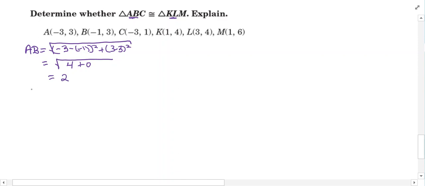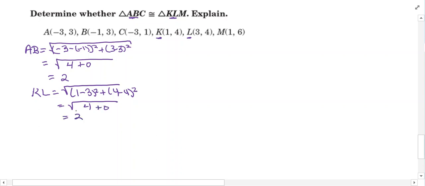Next we go to KL, it's right here, which corresponds to AB. So KL, looking at that one, would be 1 minus 3 squared plus 4 minus 4 squared, which is -2 squared, which is 4. 4 minus 4 is 0, and 0 squared is 0, which gives us 2. So we know that AB is congruent to KL.